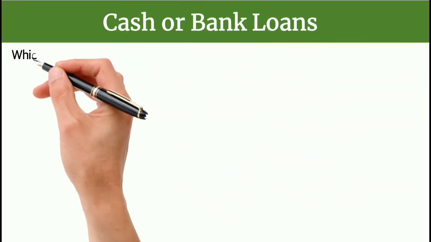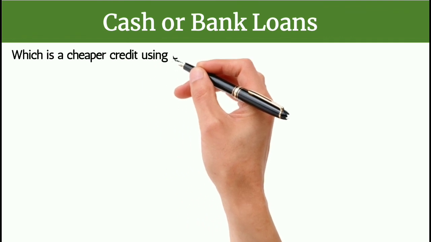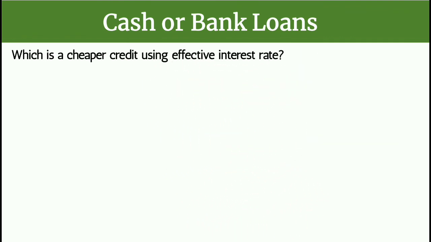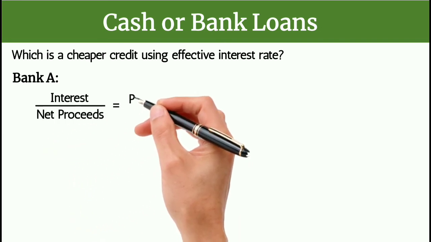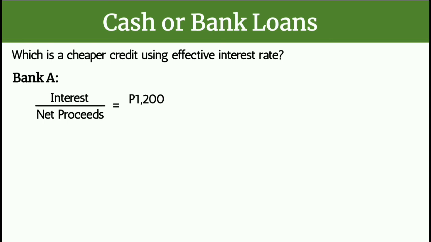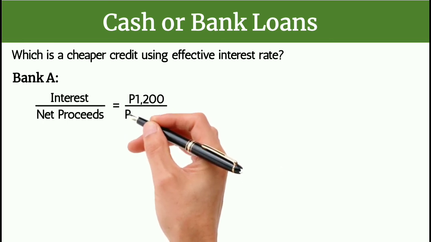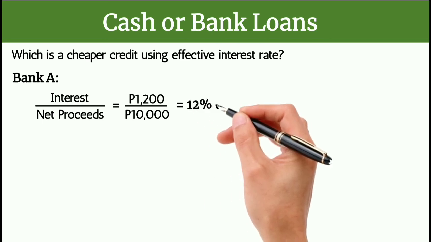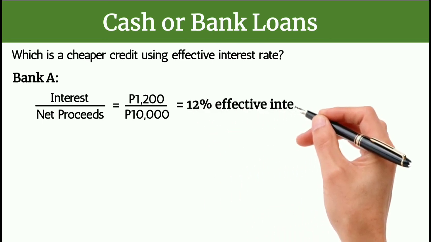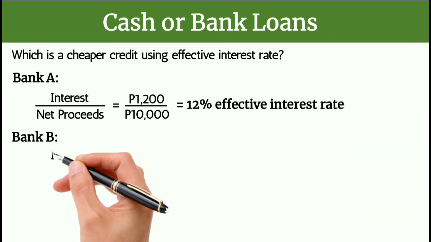The question is, which is a cheaper credit using the effective interest rate? Is it the credit obtained from Bank A or the credit obtained from Bank B? Ang interest from Bank A ay 1,200 pesos. At ang net proceeds ay 10,000 pesos. 1,200 pesos divided by 10,000 pesos, that is equal to 12% effective interest rate.